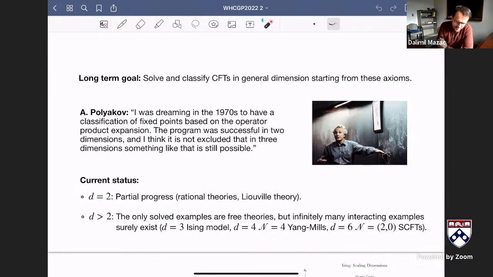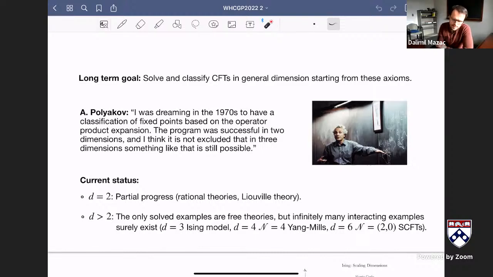In fact, the current status is that in 2 dimensions there has been some partial progress, namely on rational theories and Liouville theory, and maybe several other examples. But even in 2 dimensions, these examples only scratch the surface of the space of possible conformal field theories. So we don't really understand the generic conformal field theory even in 2 dimensions. And above 2 dimensions, it's even worse.